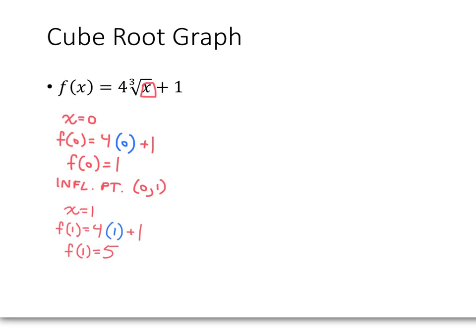So I do the same thing. I set the expression under the radical, which here is just x, equal to 1. Again, that should make sense that it's just going to stay 1 because there's no horizontal transformations at all. And so f of 1 is just 5. And now I have enough information to make my graph. Because there's no reflections at all, I know that it should be pointing the same direction as the parent function, like that.